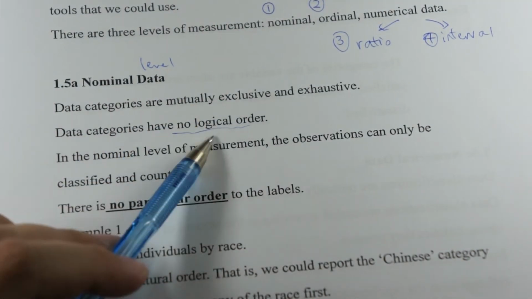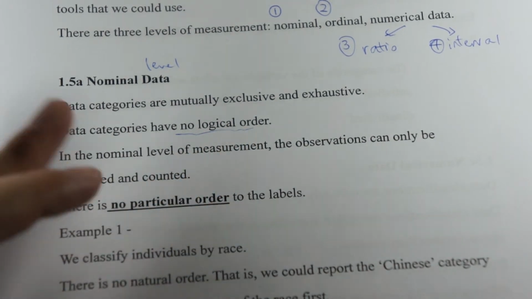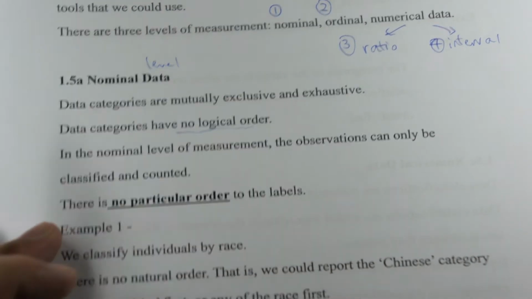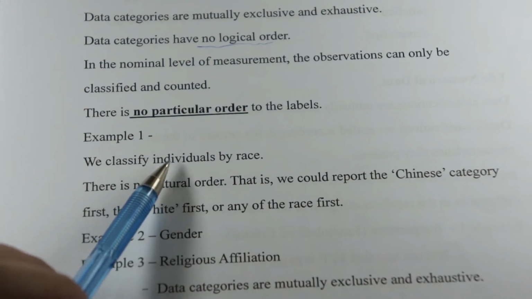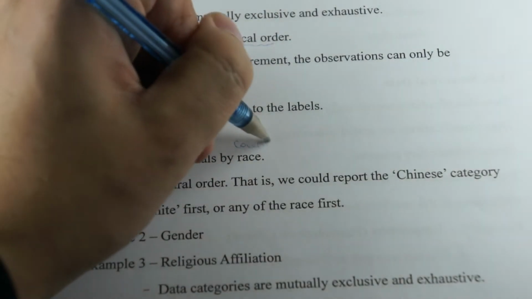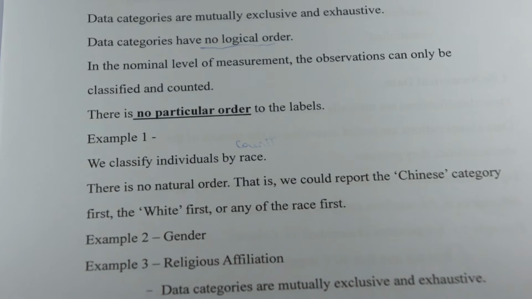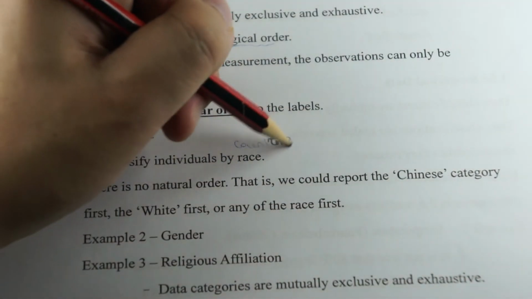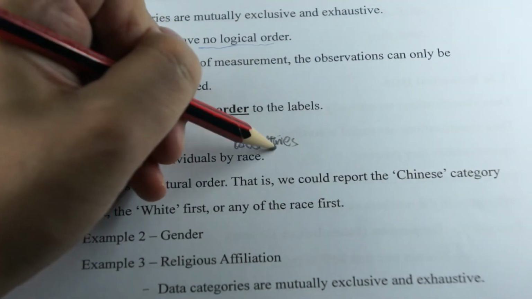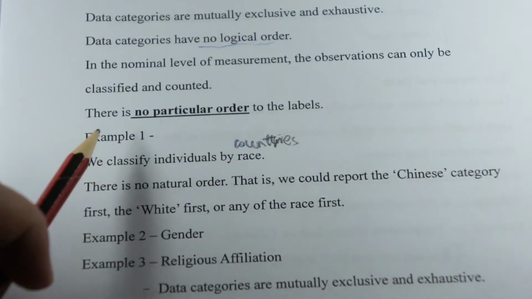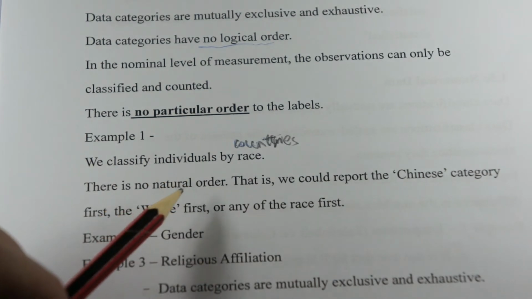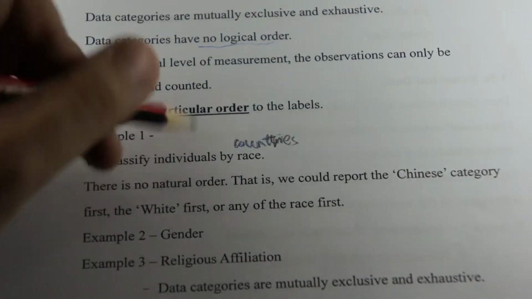Data categories have no logical order, meaning no ranking. Just focus on the sentences and words that I teach. So what it means is, if for the first example we have individuals classified by race, so countries. And for countries, we cannot say Chinese must be the first, white must be the last, or elsewhere. So we don't have any orders.